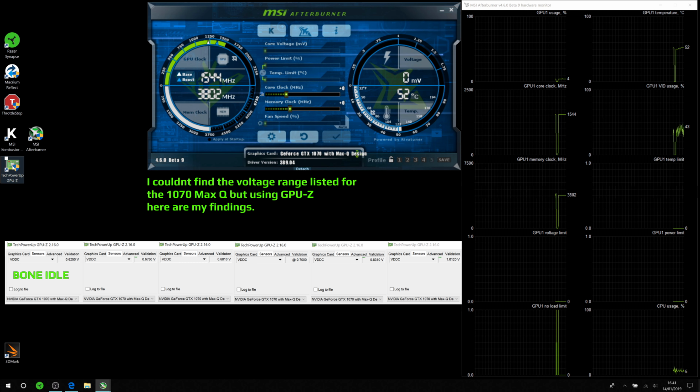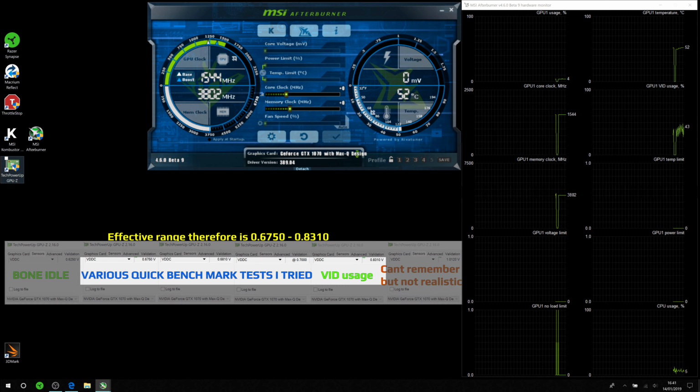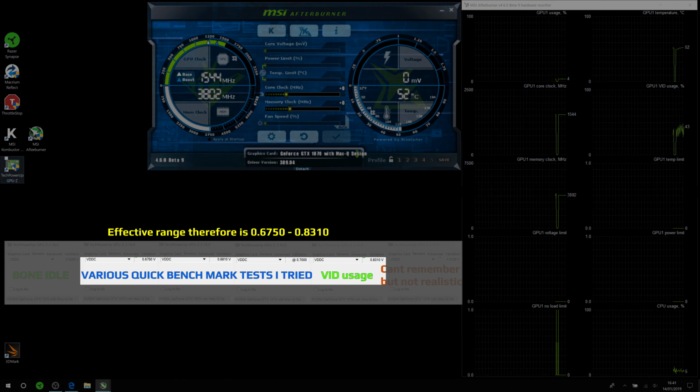Graphics card is doing absolutely nothing, standby if you like. When I was doing various benchmark tests, these are the results I got. GPU load was low, but the onboard encoder was reasonable. I can't remember how I got the voltage this high, but it's unrealistic, so don't expect to get it. So in my opinion, the effective range is 0.6750 to 0.8310 volts.